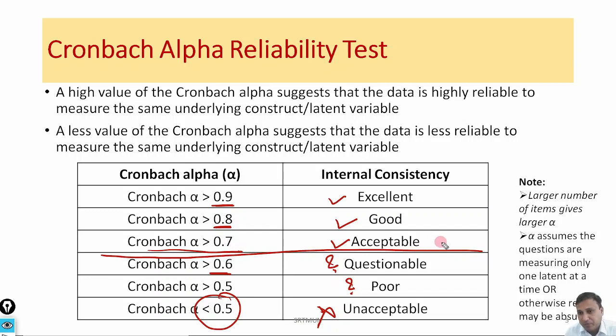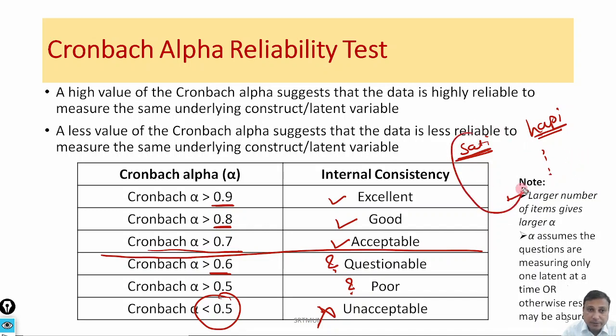Fine. So we should have a Cronbach alpha of at least 0.7, then we can say that our data is reliable. If we have a larger number of items, a larger number of questions, then it gives a larger Cronbach alpha, and alpha assumes the questions are measuring only one latent variable at a time. Suppose I have three or four questions associated with the satisfaction level. So satisfaction is one latent variable. Second is happiness. For happiness, again I have two or three different questions. Then I cannot perform Cronbach alpha on all of them together.